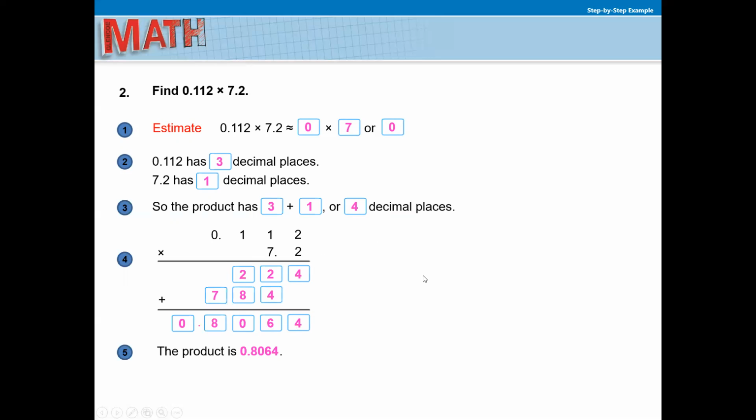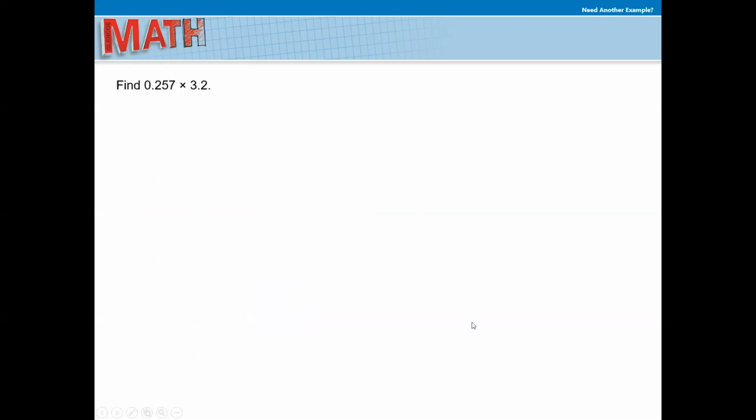and 8,064 ten-thousandths. Practice reading that decimal. Check for reasonableness. We estimated it would be approximately 0, and 8,064 ten-thousandths is approximately 0. Check. Here's another example. Find 257 thousandths times 3 2/10.